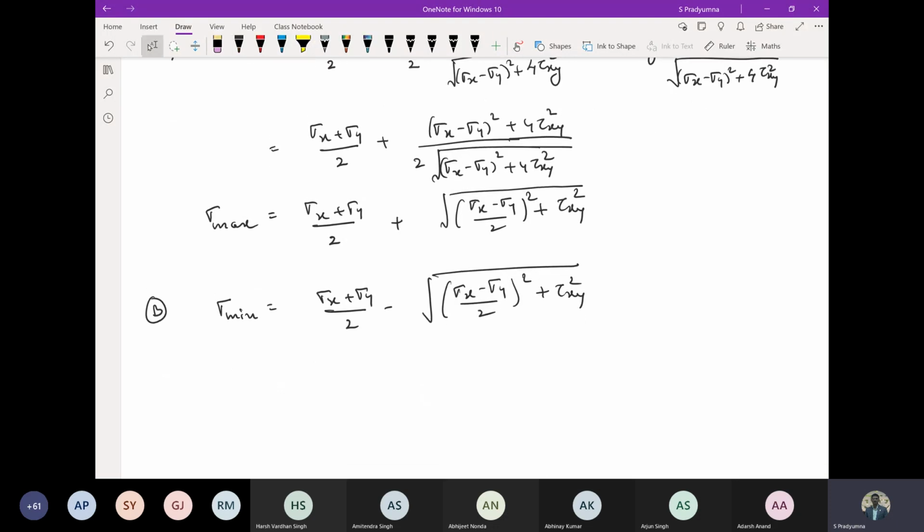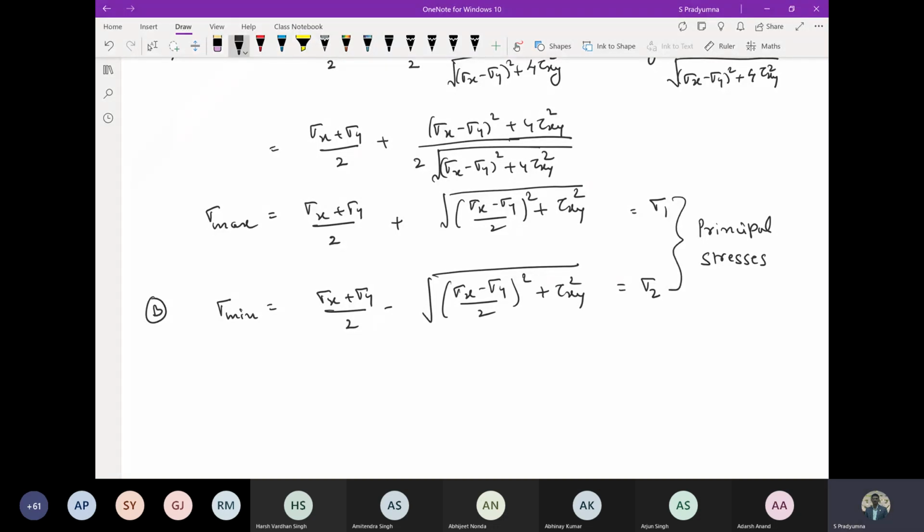We call this sigma 1 and this sigma 2. Okay, so these are the values of principal stresses. These two are the principal stresses.